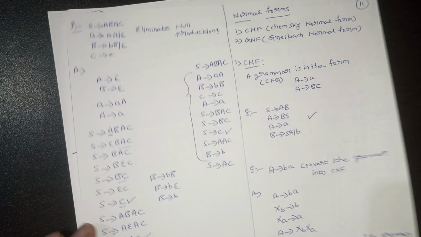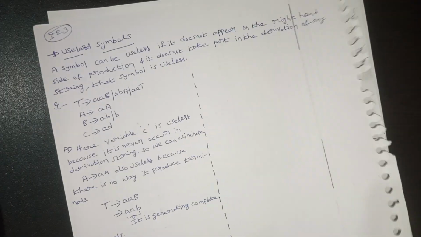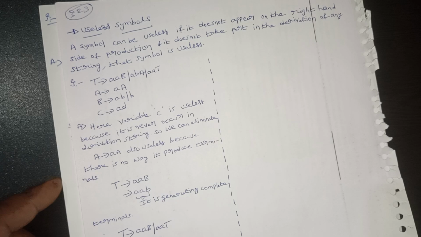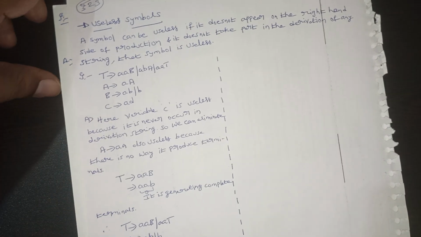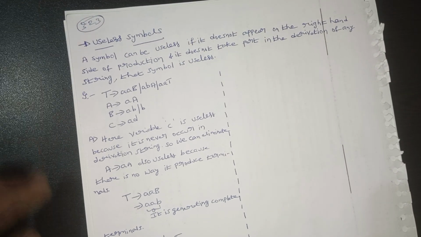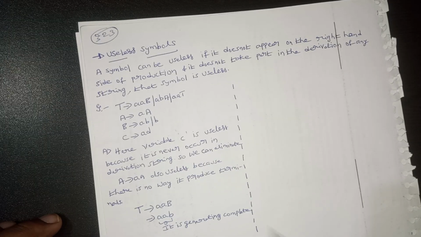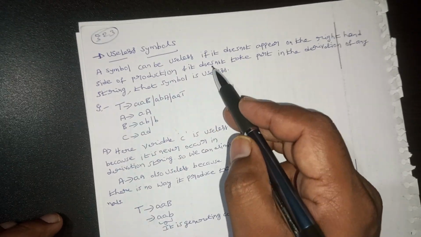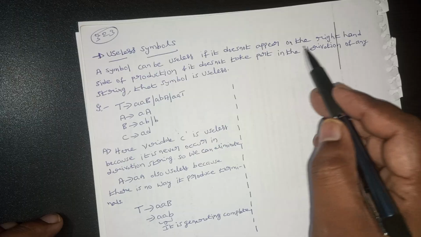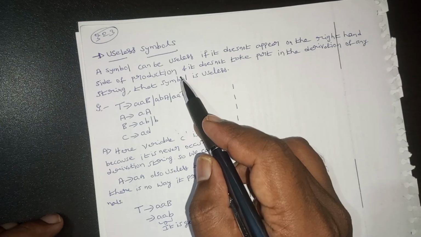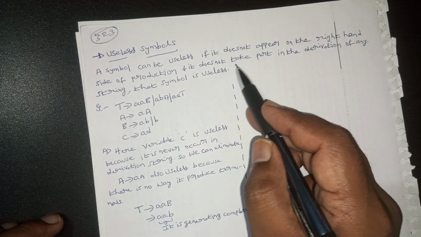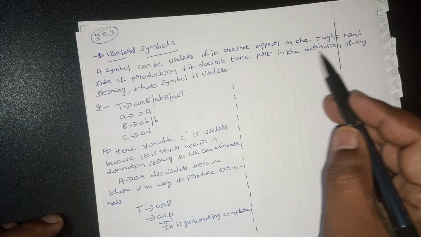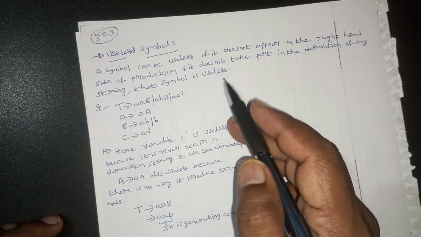So finally, how to remove useless symbols. Now you see here, a symbol can be useless if it does not appear on the right hand side of a production and it does not take part in the derivation of any string. That symbol is a useless symbol.